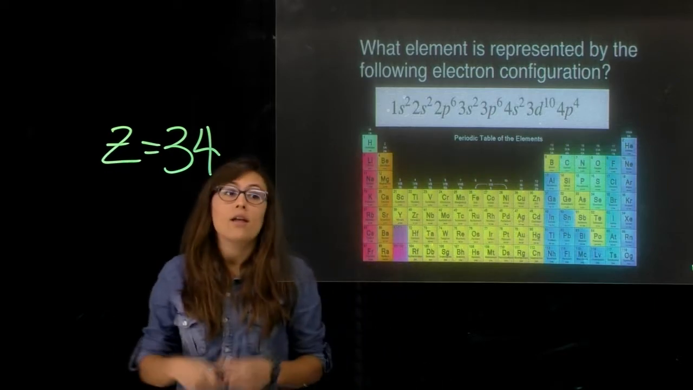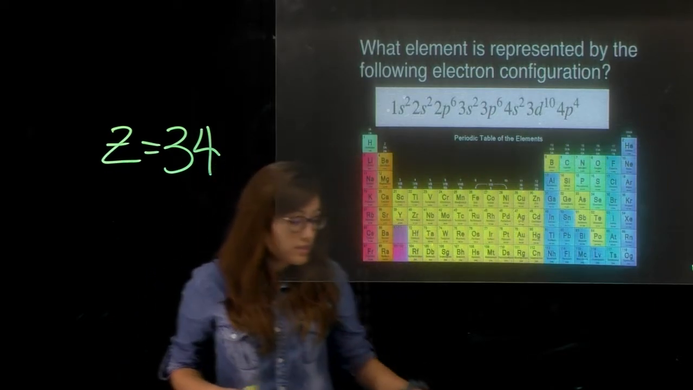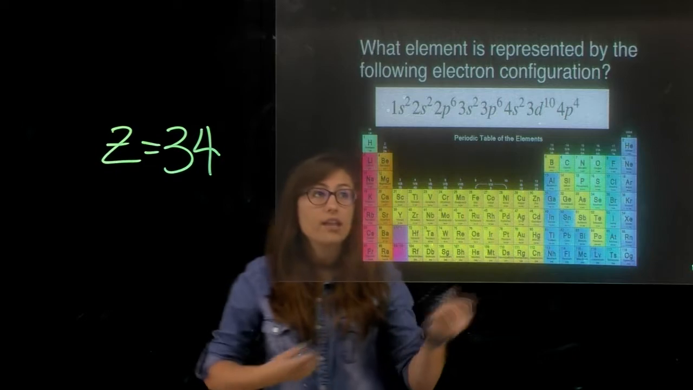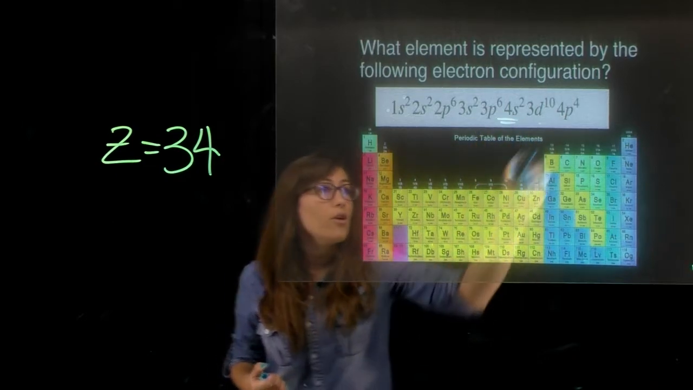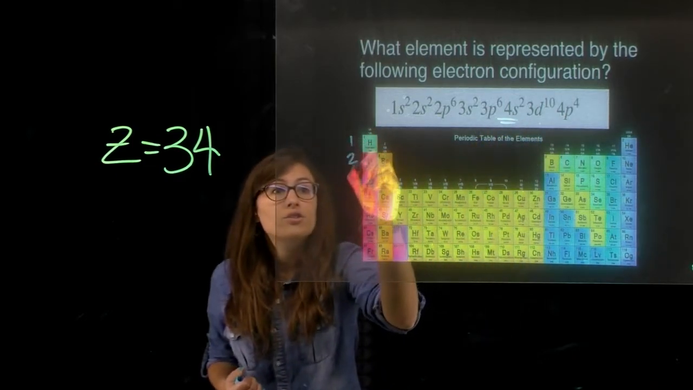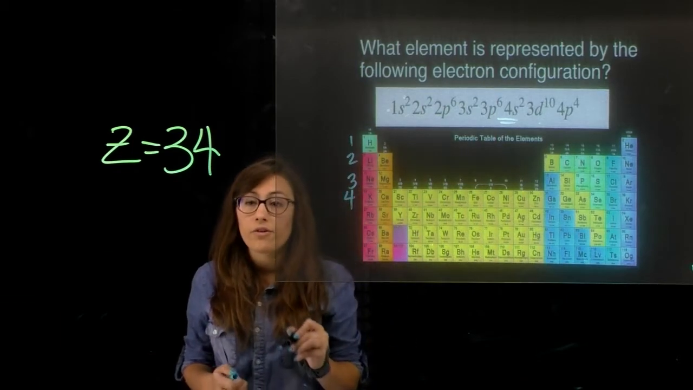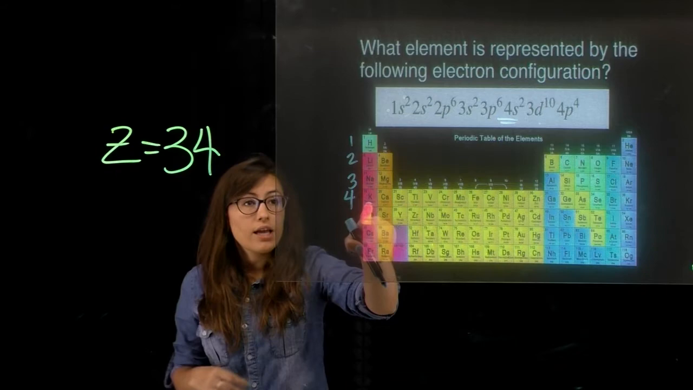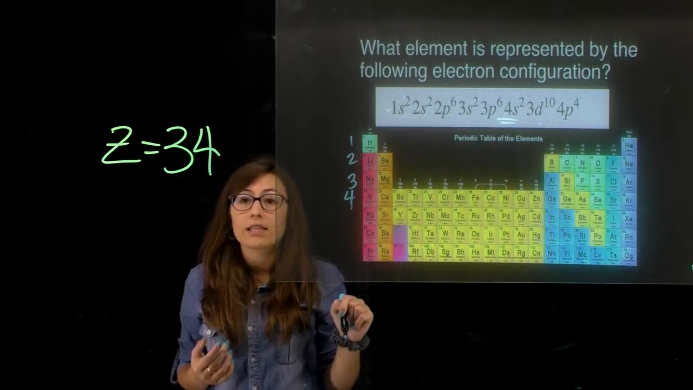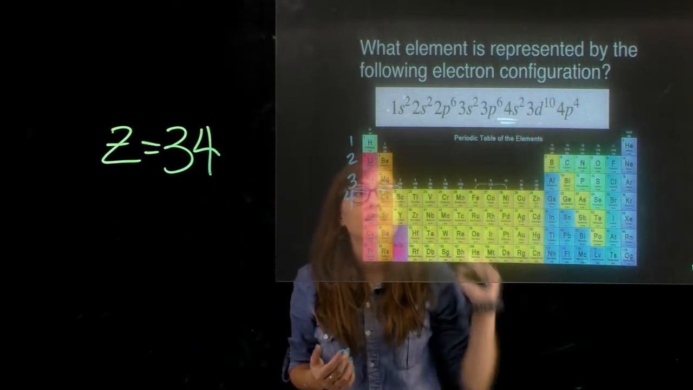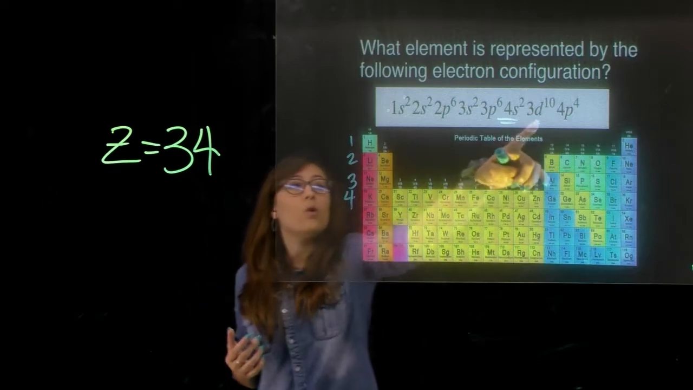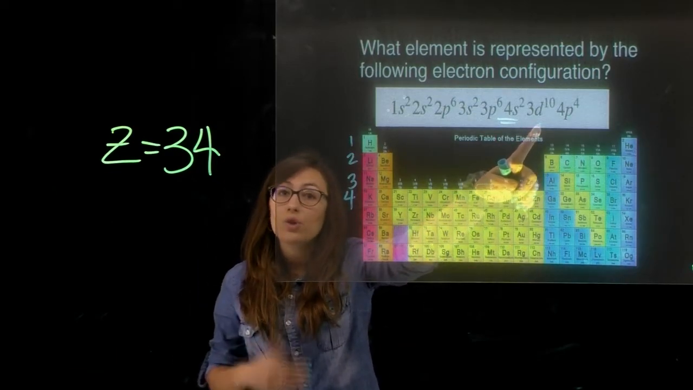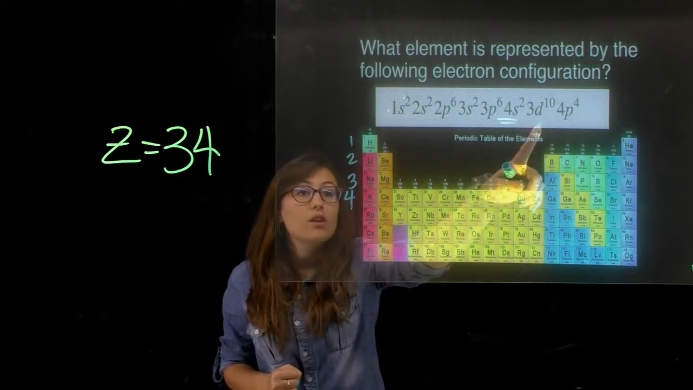It's an easy way. The other way that we could have done it is looking at the highest energy level. So energy level 4. I go 1, 2, 3, 4. That's the fourth energy level. And I then look at my valence electrons. I have a total of 6 valence electrons. My d orbital is completed, so it does not count towards those valence electrons. So I have a total of 6.